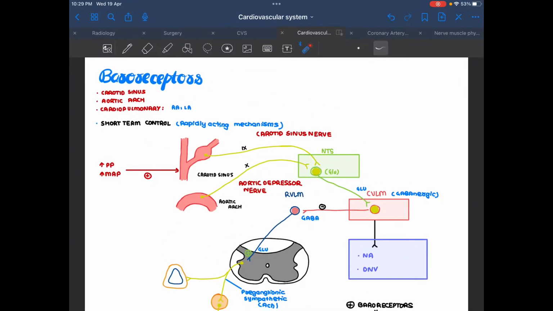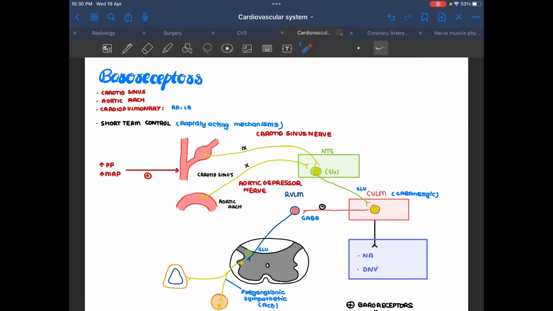So the first one that I'm going to discuss with you is the baroreceptors, which is the most important in fact. So let me just say, where are the baroreceptors located? First, we have three. We have the carotid sinus, one. We have the aortic arch, and there is something known as cardiopulmonary baroreceptors. They are known as low pressure baroreceptors, and they are present in the right atrium and the left atrium.